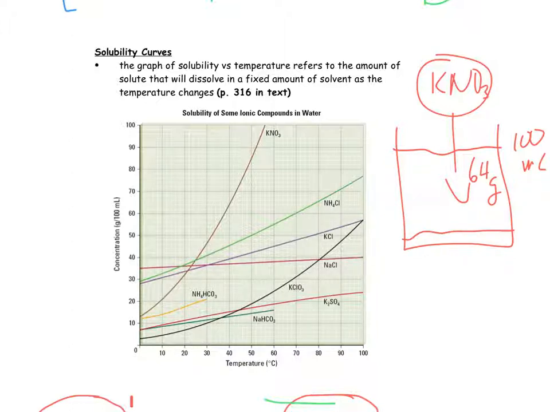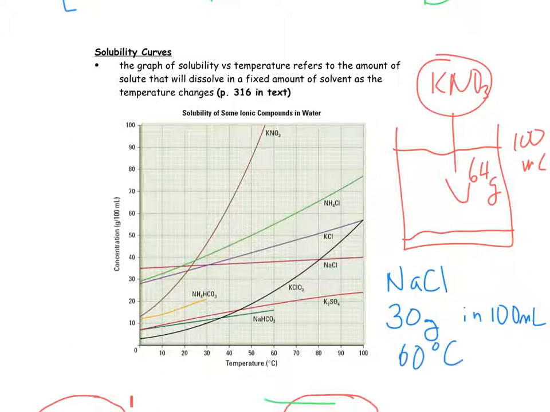So here is the scenario. I'm going to say NaCl. Let's say I put 30 grams of NaCl in 100 milliliters of water. Will that be a saturated solution or an unsaturated solution? Take a minute, pause the video, and give this a try on your own. All right, so I forgot to tell you what temperature. That's probably pretty important, right? So I'm going to tell you, let's say at 60 degrees Celsius.